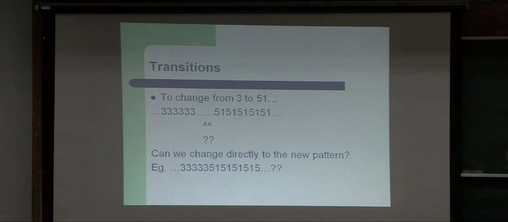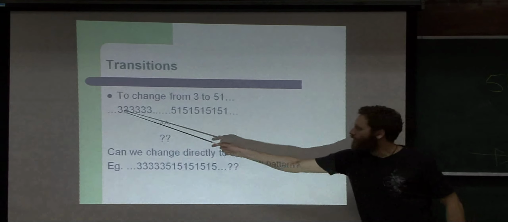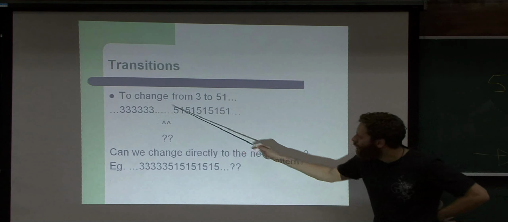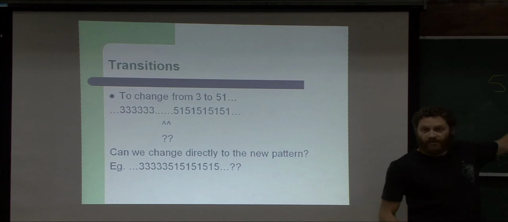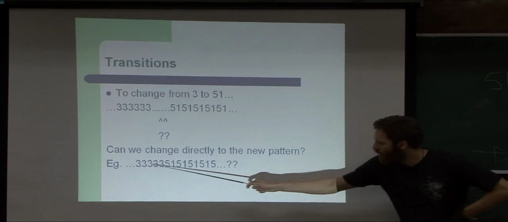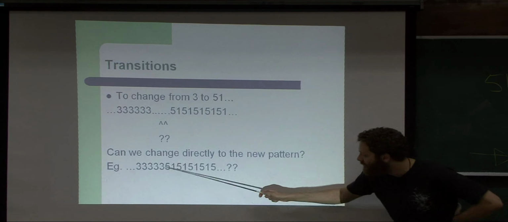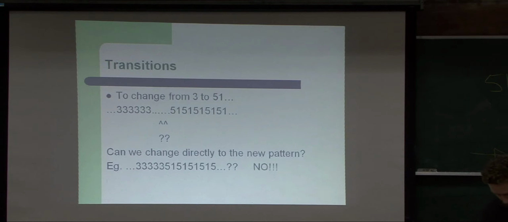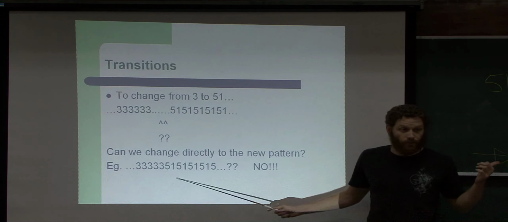So we can ask the question, when we're juggling the 3, 3, 3, 3, and we want to change to 5, 1, 5, 1, what goes in here, right? Very similar to the argument I showed you on the board, we can't just change directly. If we go straight from 3, 3, 3, 3 to 5, 1, 5, 1, we've got a 3 here and a 1 there. So we can't do that because of the distance rule, okay?